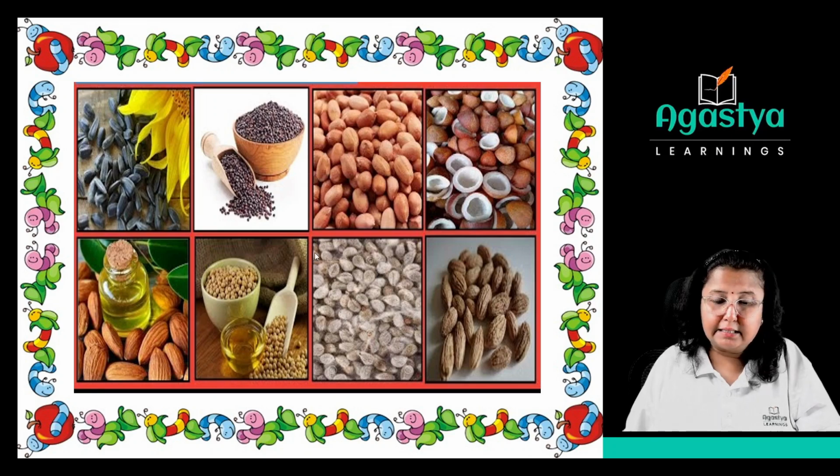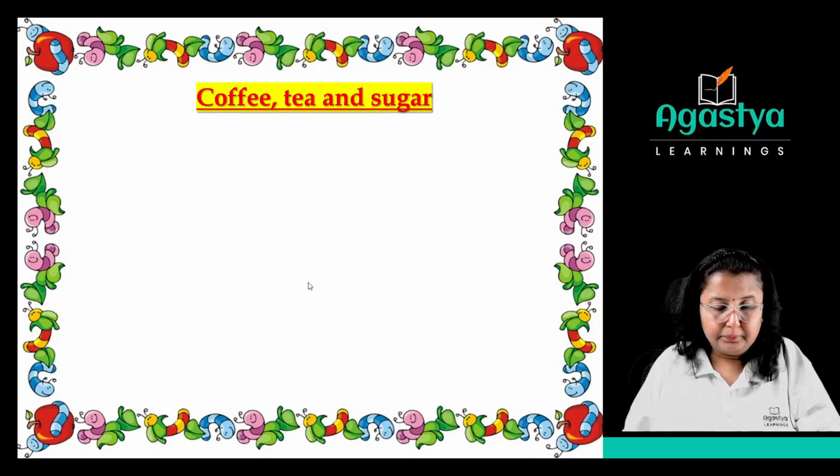Yes, here we can see some of the oil producing plants with their seeds. Yes, almond is there, mustard is there, then coconut is there, groundnuts are also there.